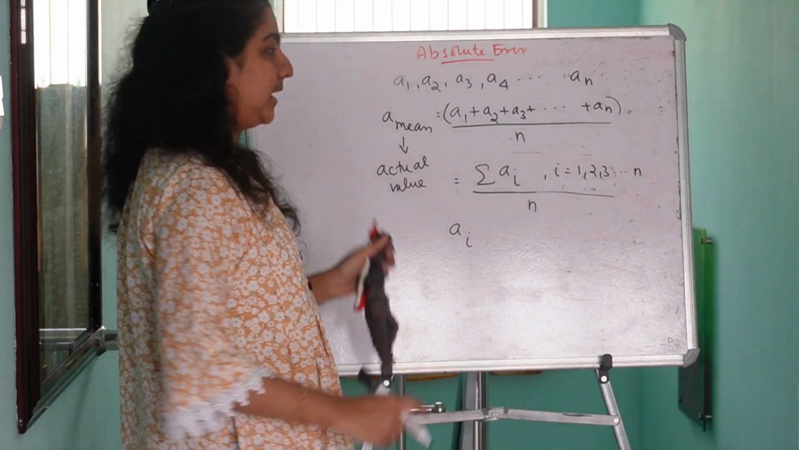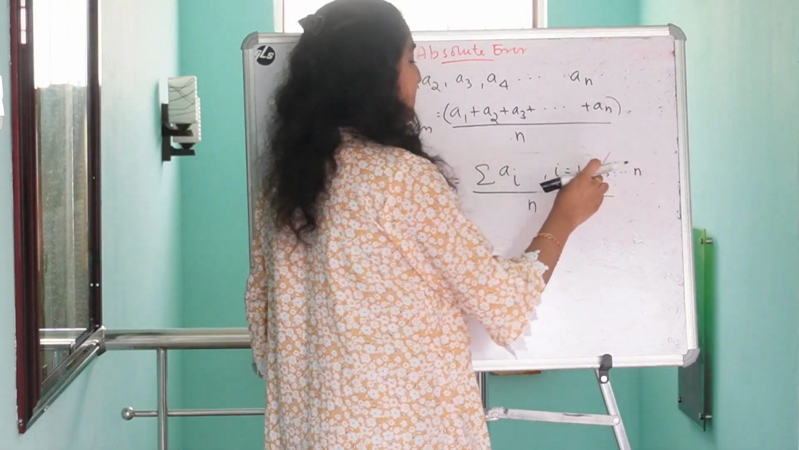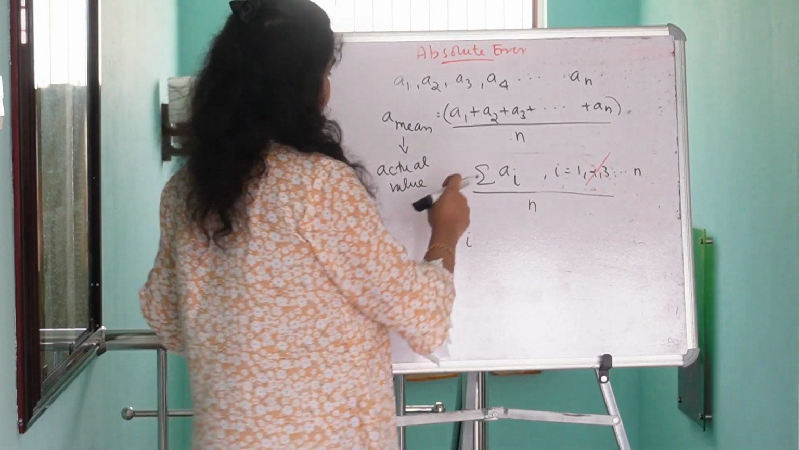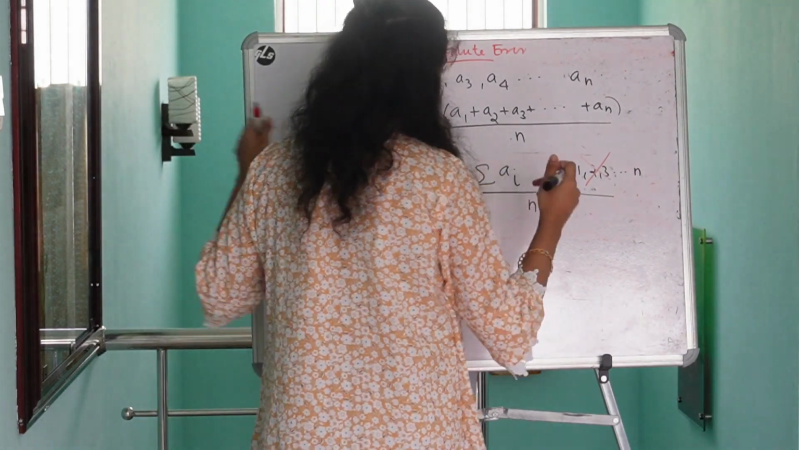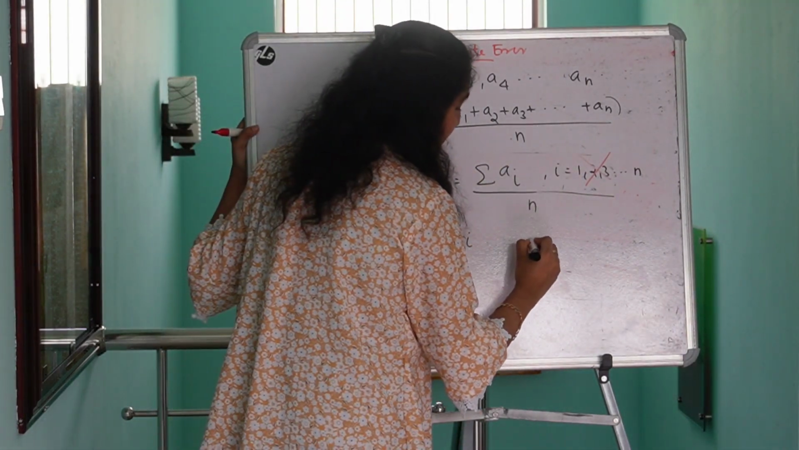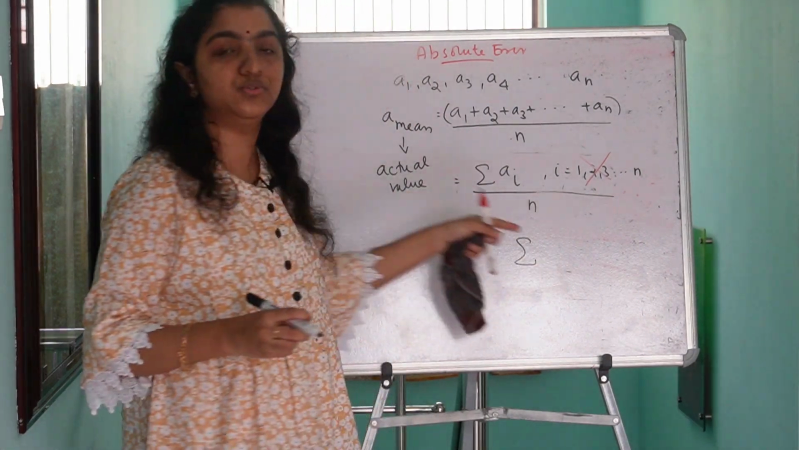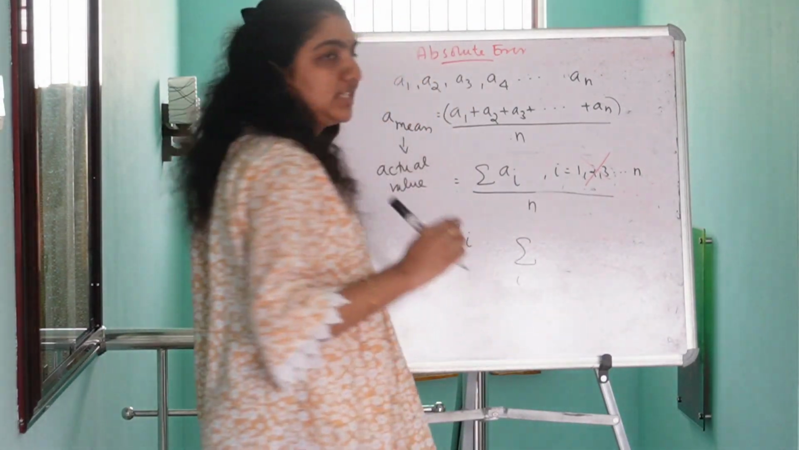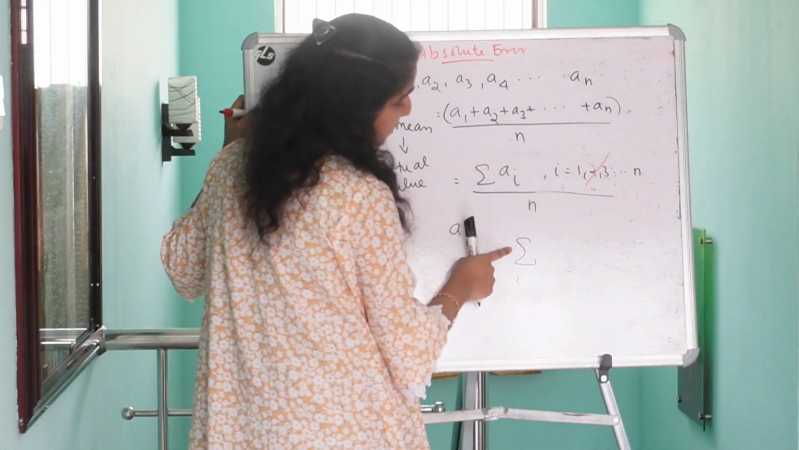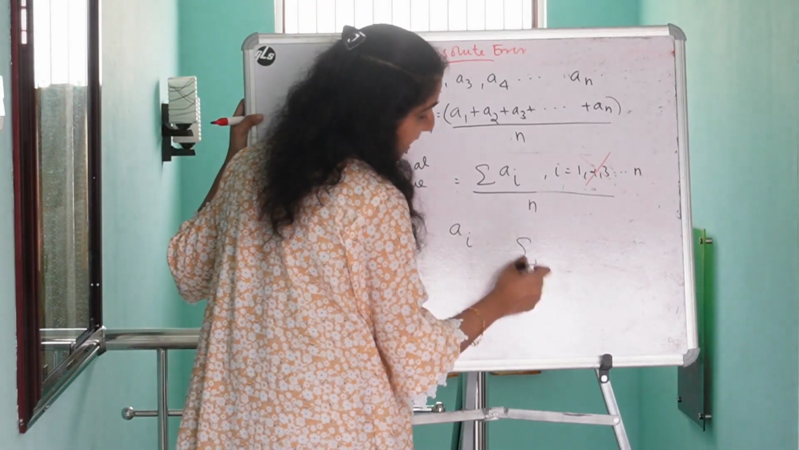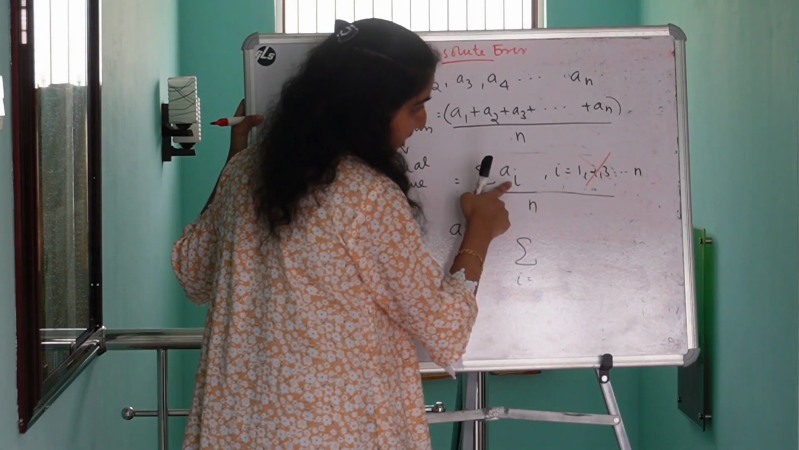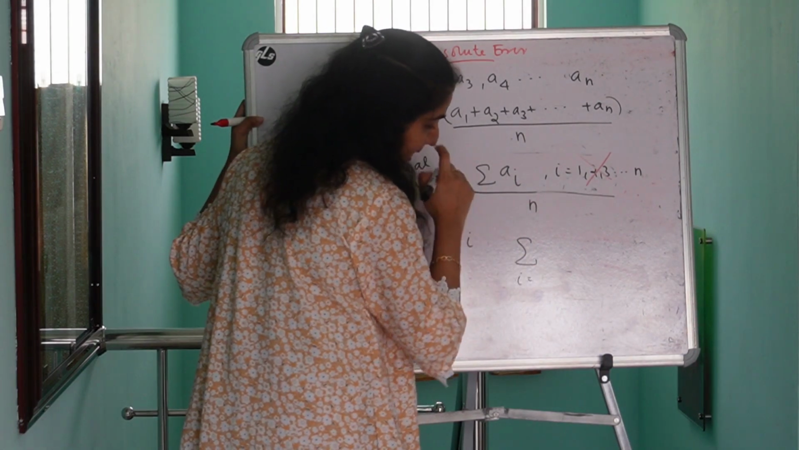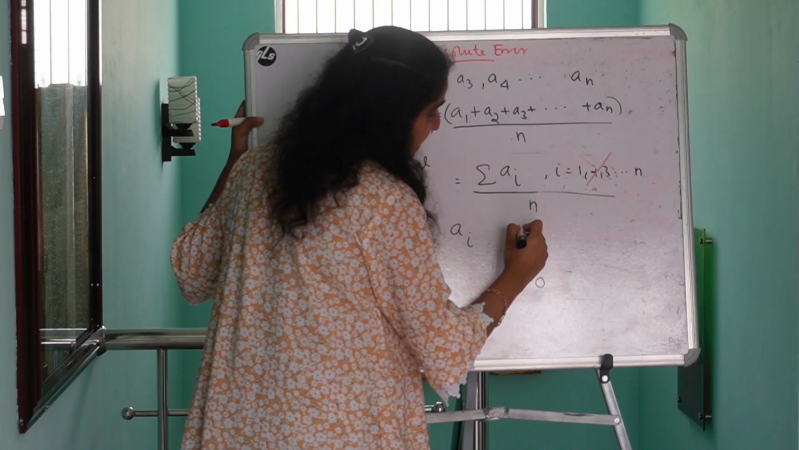Is it clear? Again, instead of writing like this, we can follow another method while using sigma notation. While using sigma notation, we generally write the lower limit of the particular variable at the bottom, and we write the upper limit.